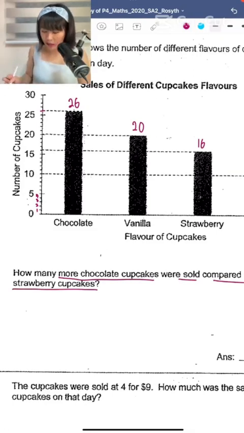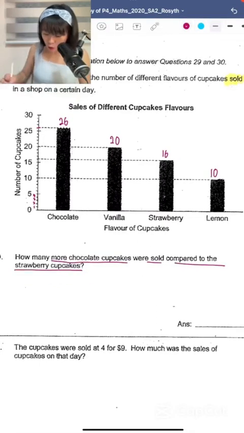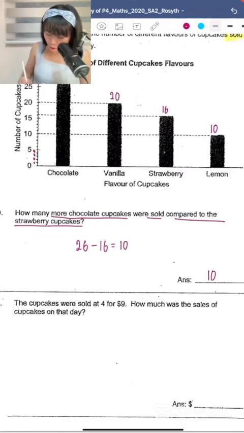How many more chocolate cupcakes were sold compared to strawberry cupcakes? So they are asking for the difference, right? How many more? So chocolate, I have 26. Strawberry, I have 16. So how many more? That is actually 26 minus 16, 10 more. The cupcakes were sold at 4 for $9.